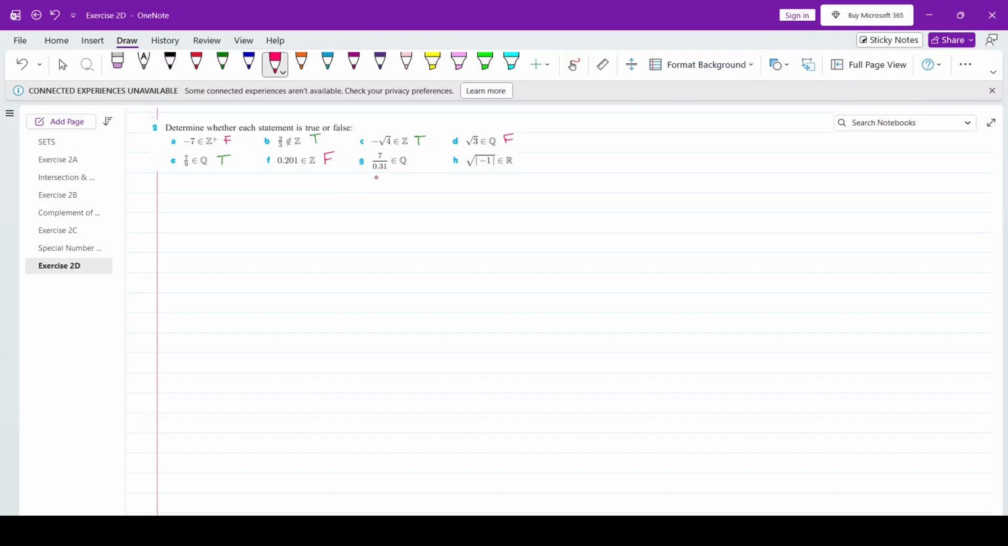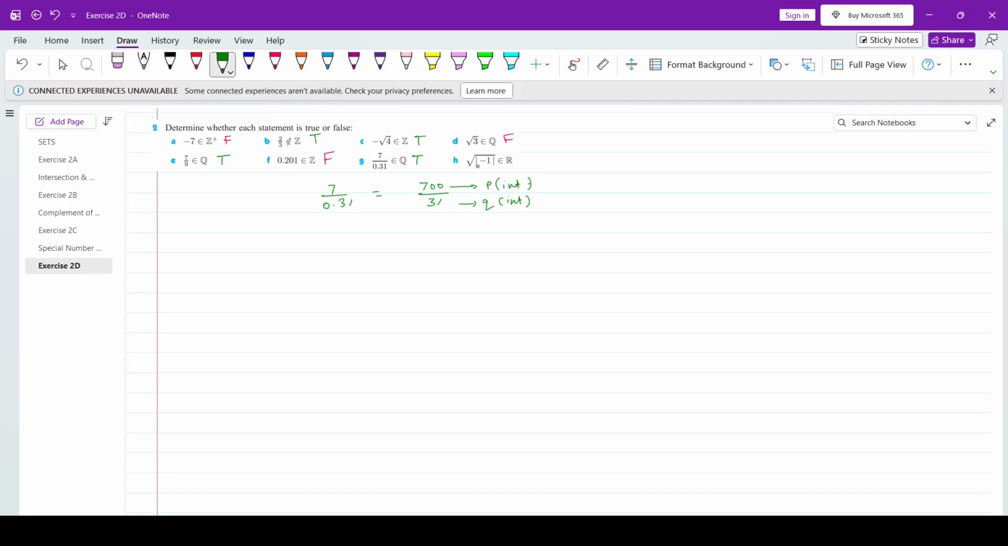7 divided by 0.31 is a part of rational numbers. So 7 divided by 0.31 can be written in the form 700 divided by 31. And we know this is p, an integer, and this is q, also an integer. Therefore, we can say that this number is a part of the rational set. So this is true.